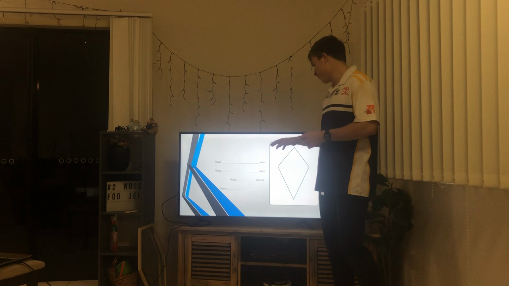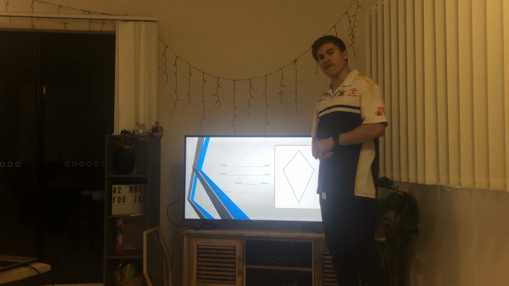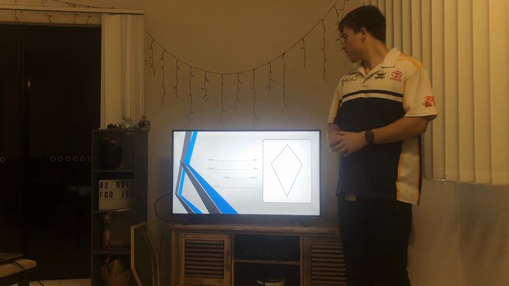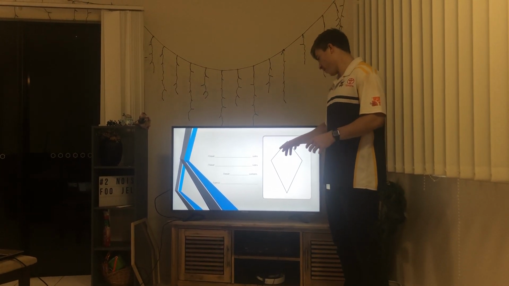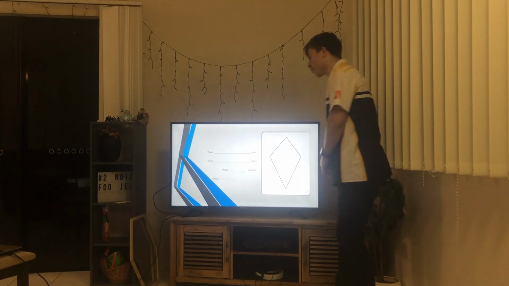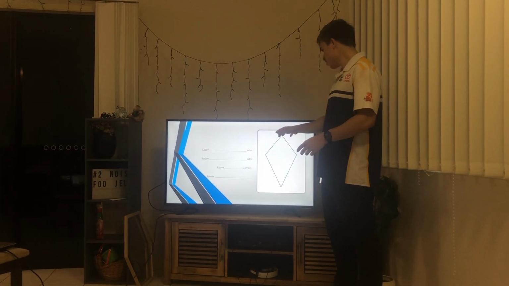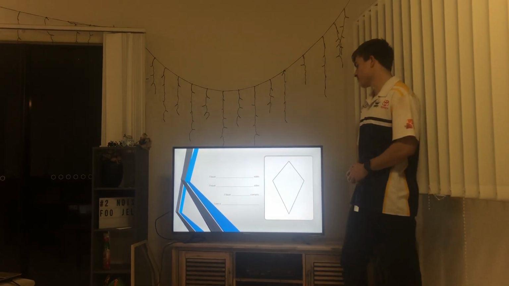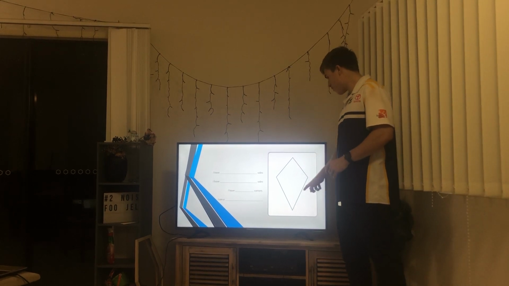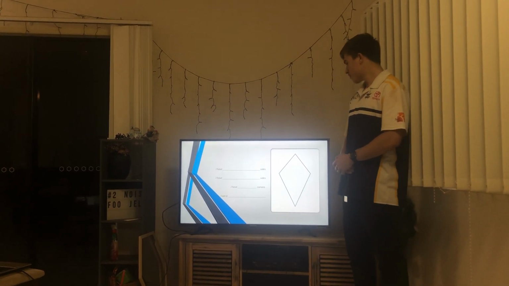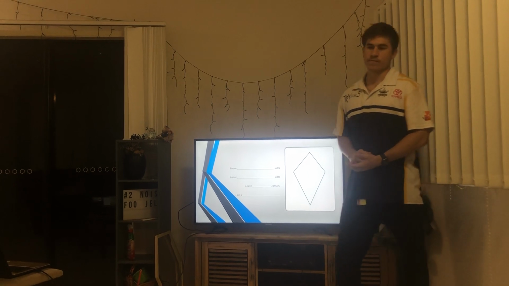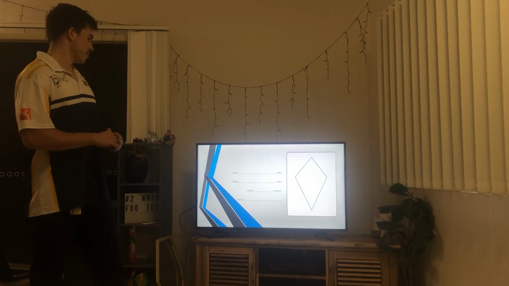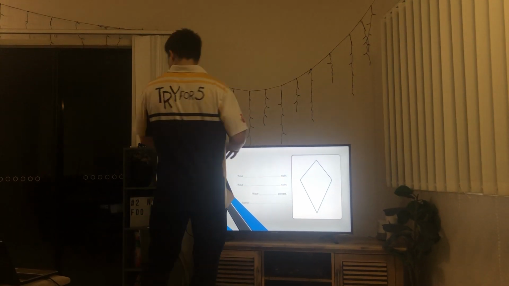So I have 1, 2, 3, 4 sides. Now, see how the sides are different? At the top here, we have short sides, and as we go down, they become longer. So, I have 2 short sides, and I have 2 long sides. I have 1, 2, 3, 4 corners. Now, identify what the shape is. Chris? Yep, that is a kite. That is brilliant.